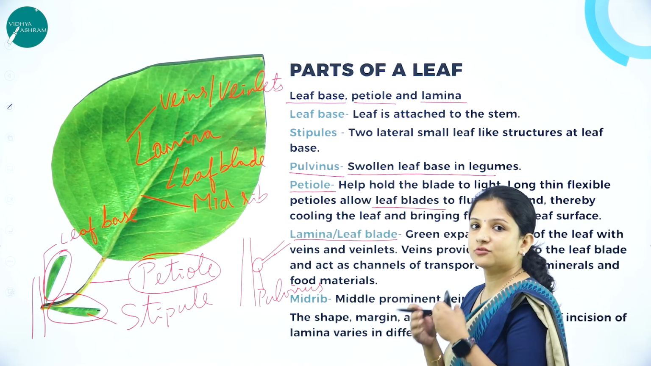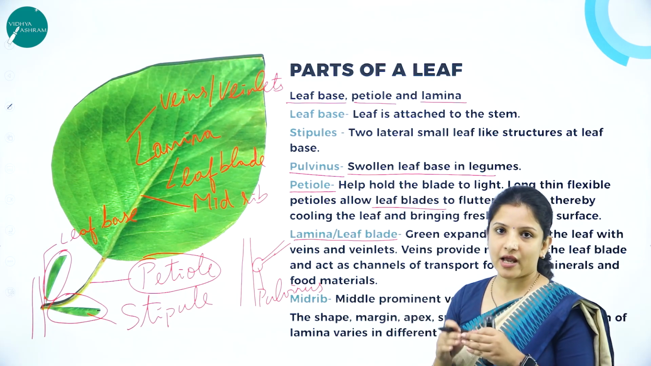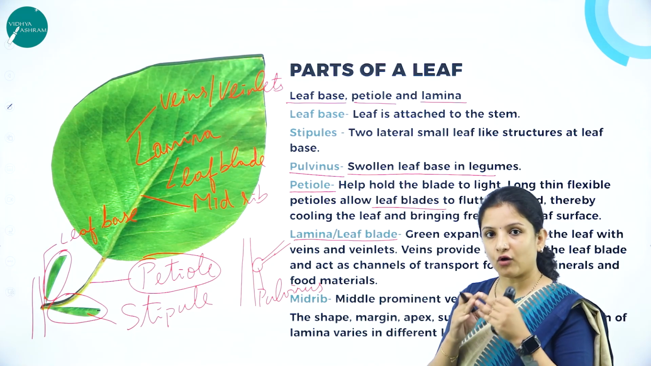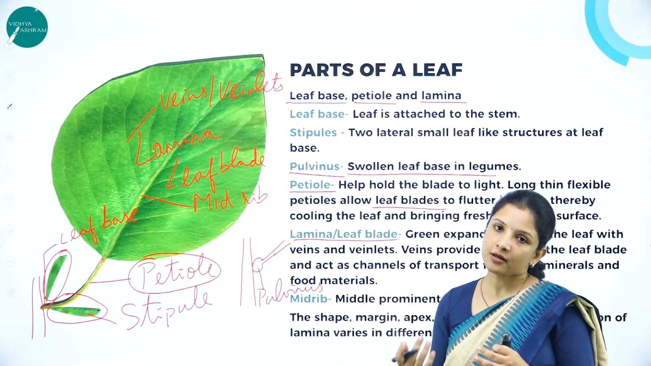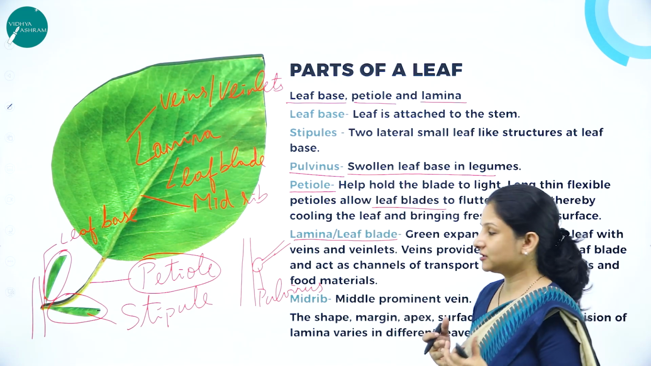And the lamina is one of the important parts of the leaf because it acts as a storage region for the leaf, and also the midrib and the veins act as channels for transporting food, minerals and water to different parts of the leaf. So that is their function.